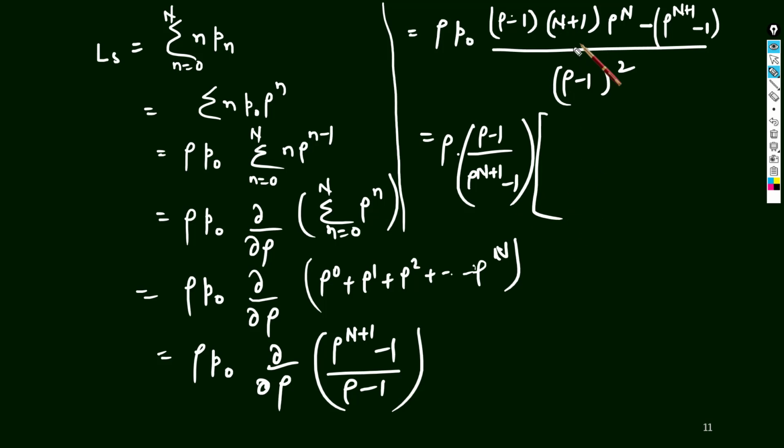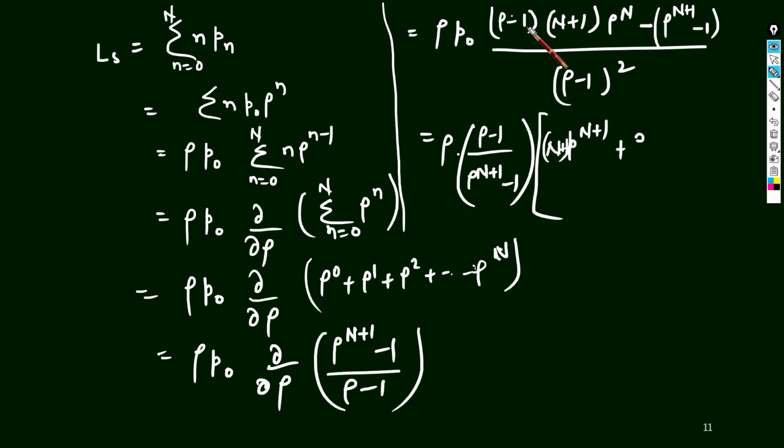And what is this one? If we expand, what is going to come? So rho into n into rho to the power n is equal to n rho to the power n plus 1. Clear? Okay, so this will be n plus 1 into this much.